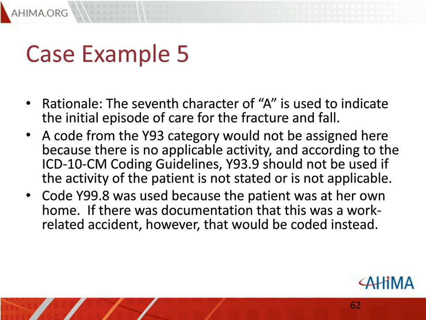So the rationale of this is that the seventh character of A is used to indicate the initial episode of care for the fracture and fall. A code from the Y93 category would not be assigned here because there's really no applicable activity, and according to the guidelines, we would not want to use that Y93.9 unless it's required in your state. And then we did assign the Y99.8 because the patient was at her own home. Certainly, you can look in the record and see if there's additional information about being a work-related accident or not.